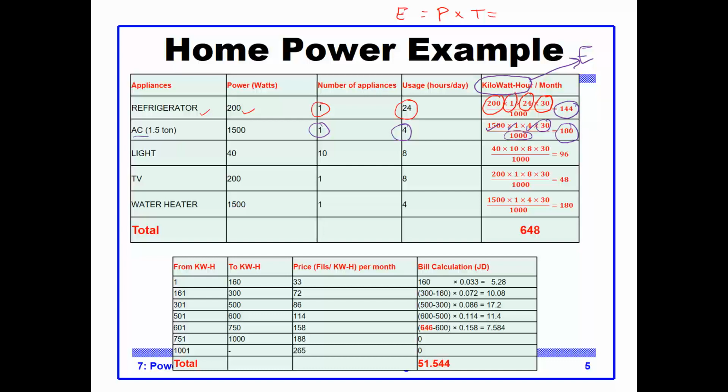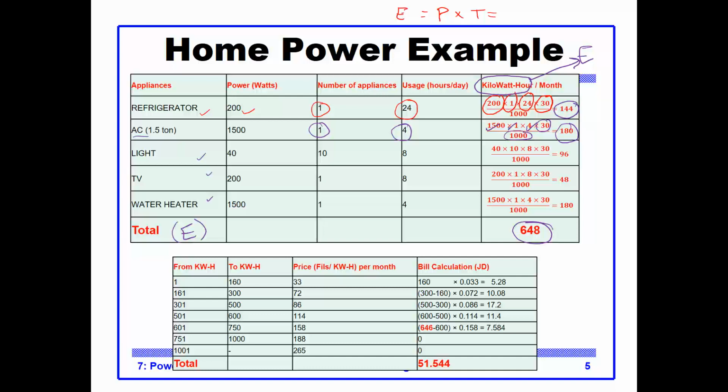So if you go down the list here with these devices, you see that for all these devices, for instance, I consumed 648 kilowatt hour worth of energy. So this is energy, by the way, total energy.